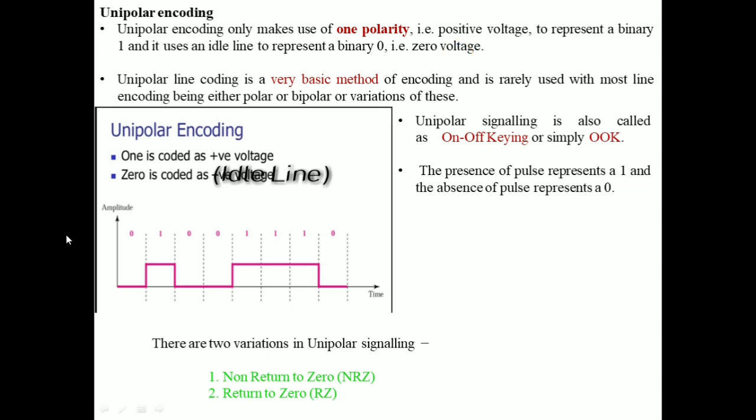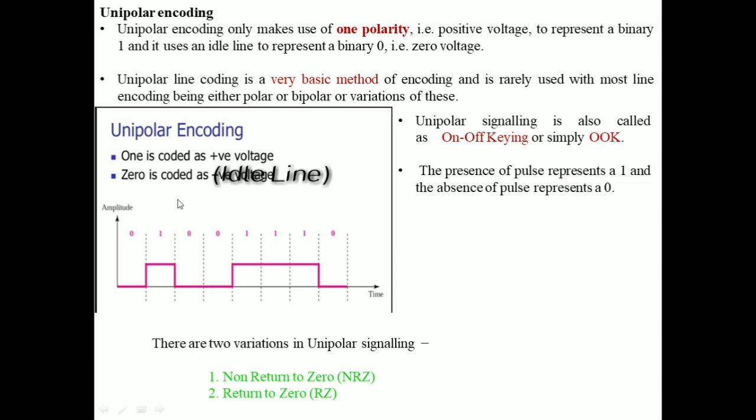If you see here in the unipolar encoding, binary 1 is coded as positive voltage and binary 0 is coded as idle line. This is 0 coded as idle line, 1 coded as positive voltage, and again 0 coded as idle line, again 0 coded as idle line. Now 1 coded as positive voltage, next 1 coded as positive voltage, next 1 coded as positive voltage, and next 0 coded as idle line.